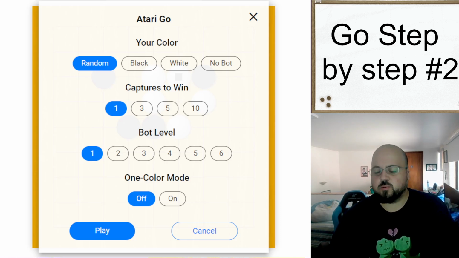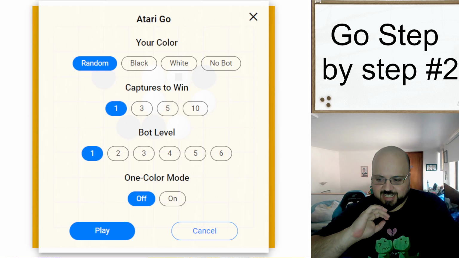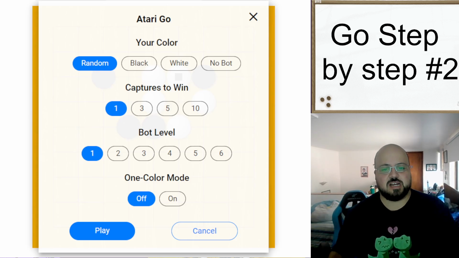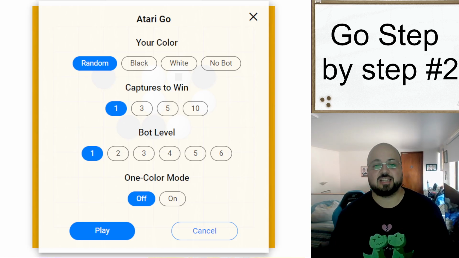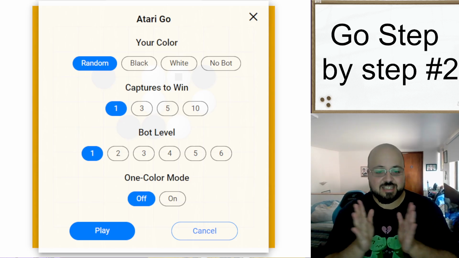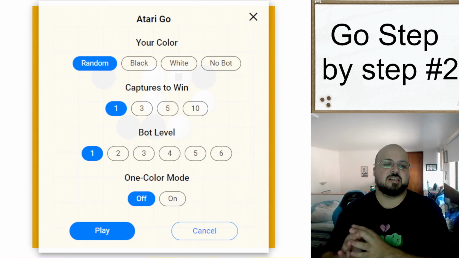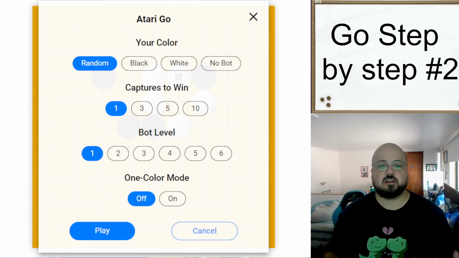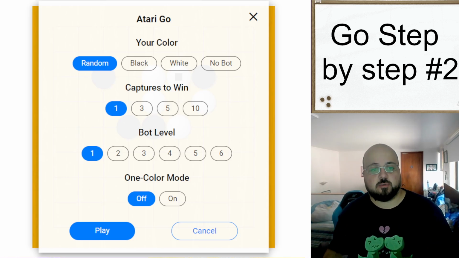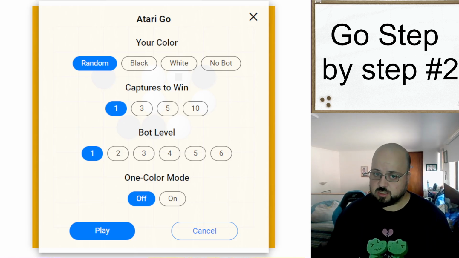This is a new page. This is Go Magic Atari Go. This didn't exist some years ago. I used a very bad page at that time to do this, but Atari Go is one of the best ways to understand the concept of life and death of your stones. So we will use it.